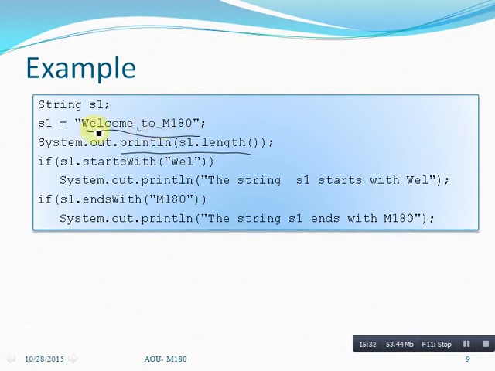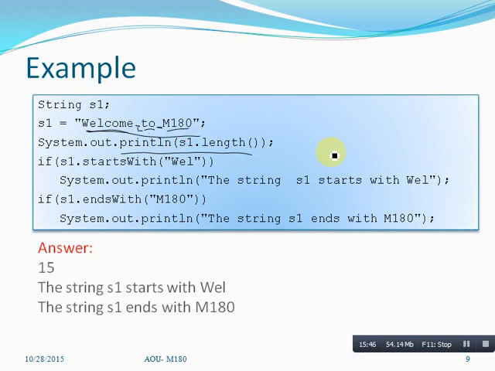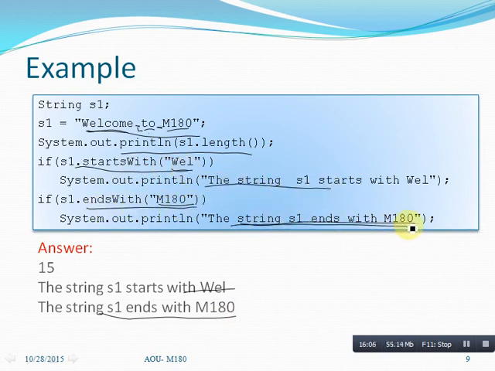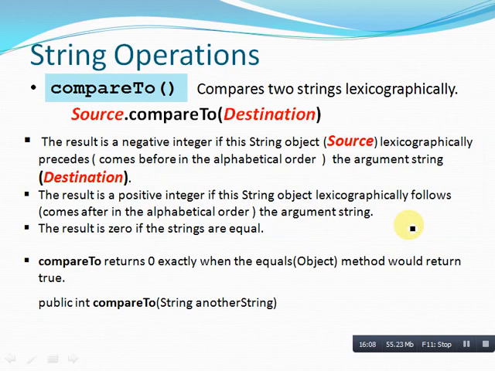So in "welcome" you have 7, space 8, 2 characters 10, 11, plus 4 is 15. So the output is 15 characters. The first output is 15. The second is whether it's starting with "welcome". Yes, so it says it starts with welcome, and ends with M180. Yes, it is, so it prints ends with M180. This returns true, so it will print this statement, and this returns true, so it will print this statement.